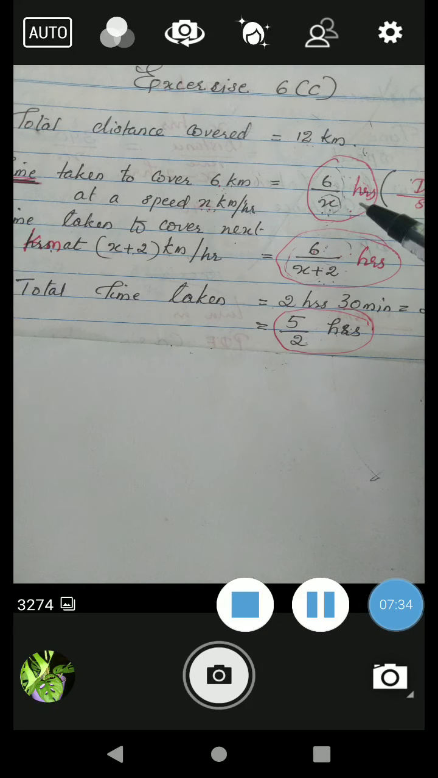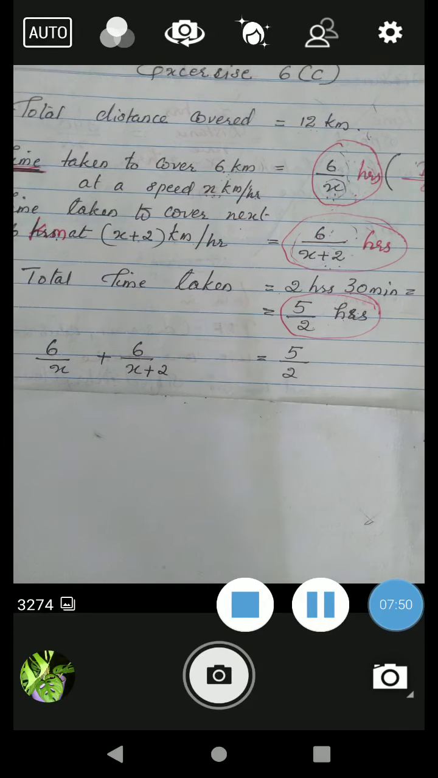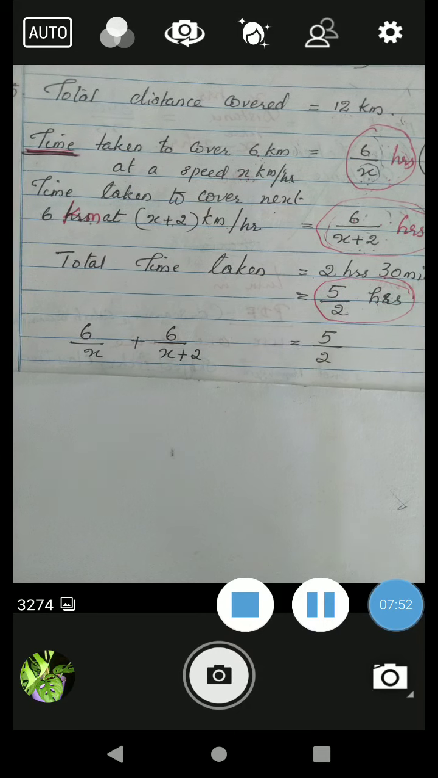Now you can connect these three times. We know this is very easy. Just add these two. Total time taken is 5 by 2 hours. Therefore, 6 by x plus 6 by x plus 2 equal to 5 by 2. In this way, we can form an equation.